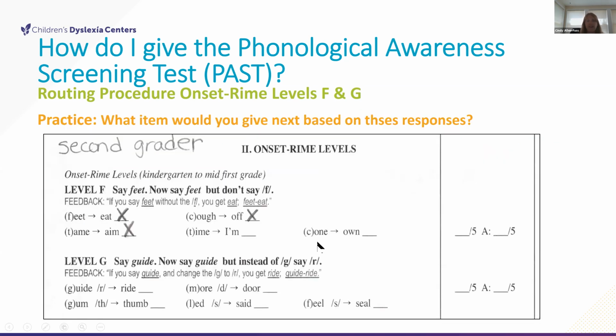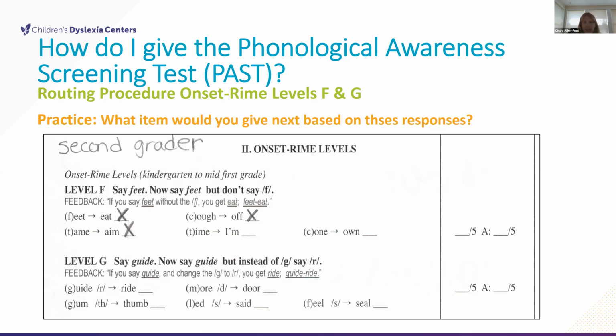So let's look at this example. This is a second grader. So this second grader had feet correct, cough correct, and tane correct. Following the routing procedure, this second grader had the first 3 correct, so we're going to skip the other 2. Now, I didn't put the score in here, but if I were scoring this, I would give the child 5 out of 5 for correct and 5 out of 5 for automatic.